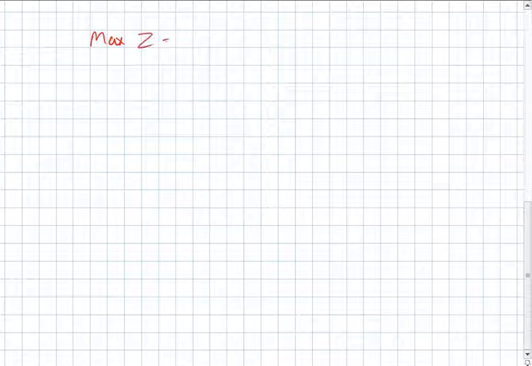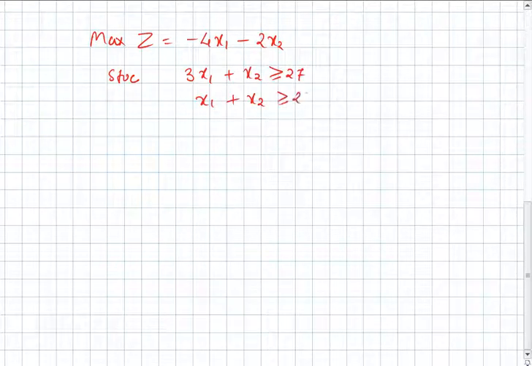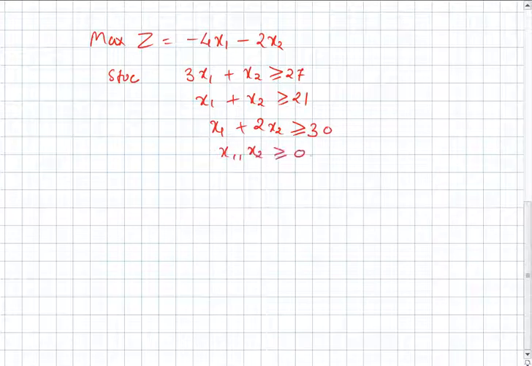Maximize z equals minus 4x1 minus 2x2 subject to constraints 3x1 plus x2 greater than or equal to 27, x1 plus x2 greater than or equal to 21, x1 plus 2x2 greater than or equal to 30, x1 and x2 greater than or equal to 0.